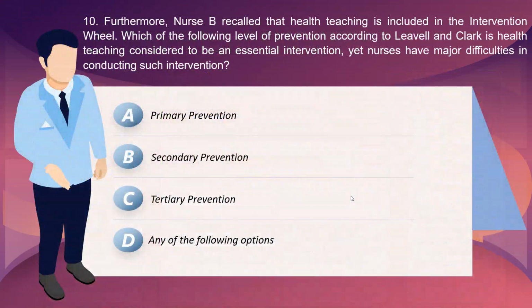Number 10. Furthermore, Nurse B recalled that health teaching is included in the intervention wheel. Which of the following levels of prevention, according to Leavell and Clark, is health teaching considered to be an essential intervention, yet nurses have major difficulties in conducting such intervention? A. Primary prevention. B. Secondary prevention. Letter C is tertiary prevention. And letter D is any of the following options. Of course, the answer here is letter A.